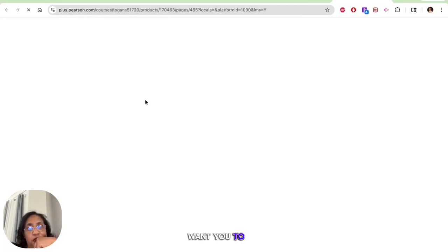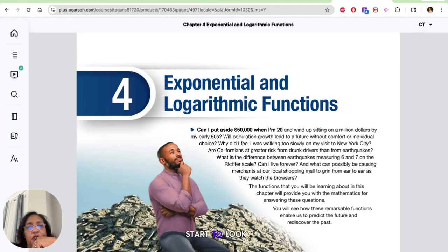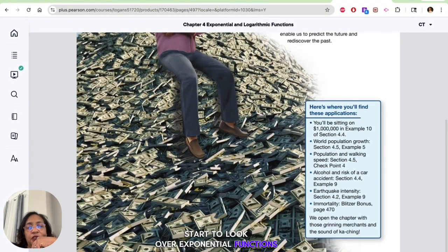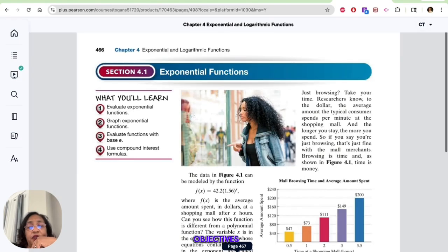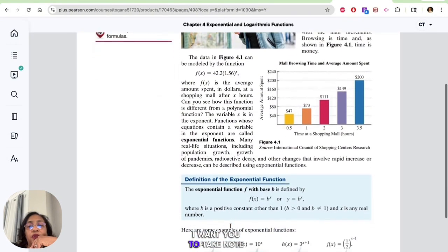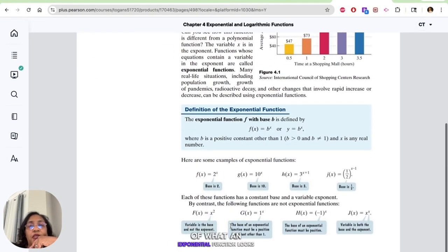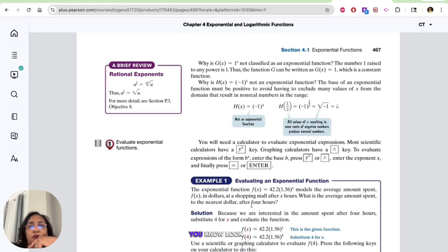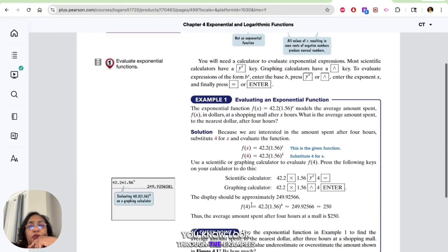I want you to start to look over exponential functions. I want you to read the objectives. I want you to take note of what an exponential function looks like. And then look through the examples.